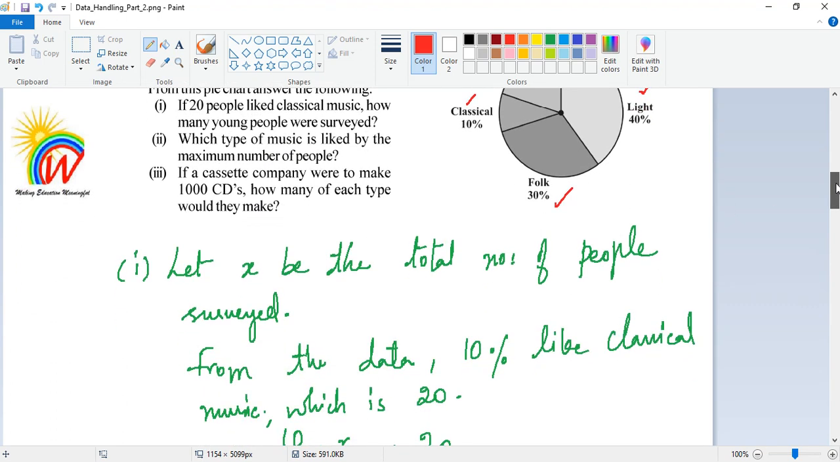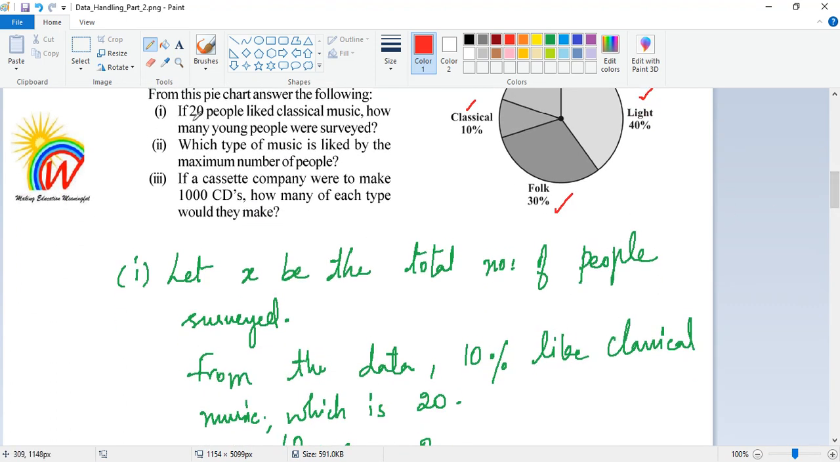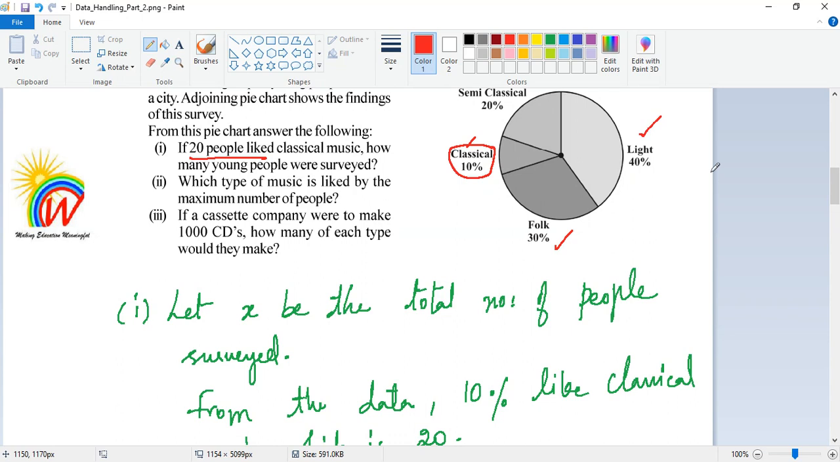If 20 people liked classical music, we don't know how many of them are there, but 10% of them like classical music. So they are asking how many young people were surveyed actually. What is the total number of people?